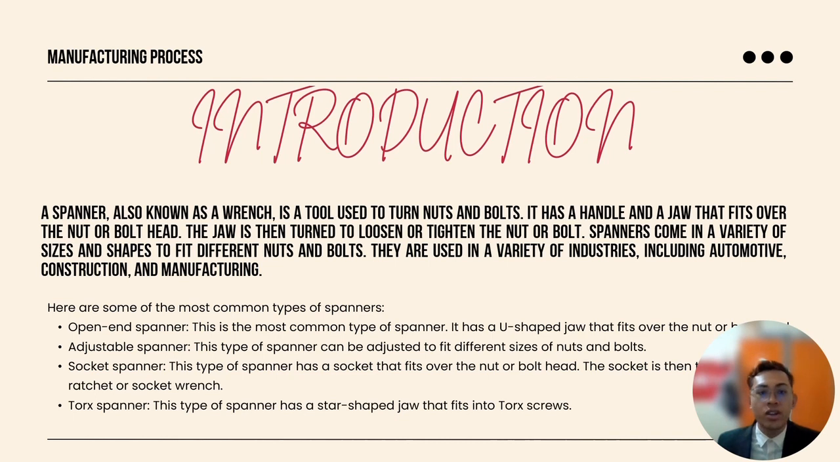Here are some of the most common types of spanners. First, open-end spanners. This is the most common type of spanners. It has a U shape that fits over the nut or bolt head. Secondly, adjustable spanners. This type of spanners can be adjusted to fit different sizes of nuts and bolts. Thirdly, socket spanner. This type of spanner has a socket that fits over the nut or bolt head. The socket is then turned using a ratchet or socket wrench. Lastly, top spanner. This type of spanner has a star shape that fits into top screw.